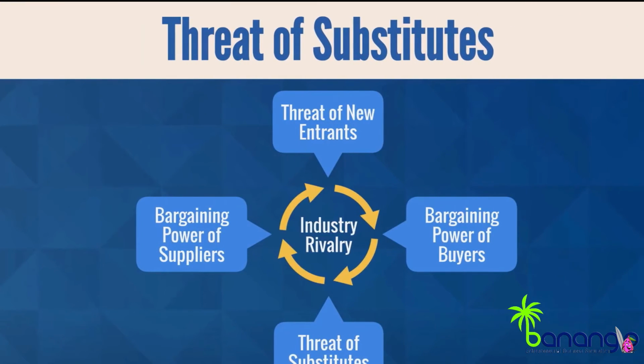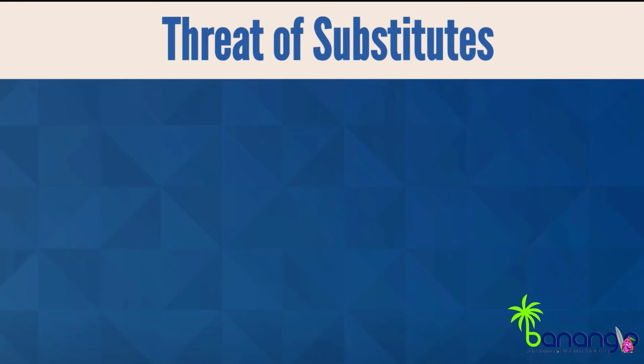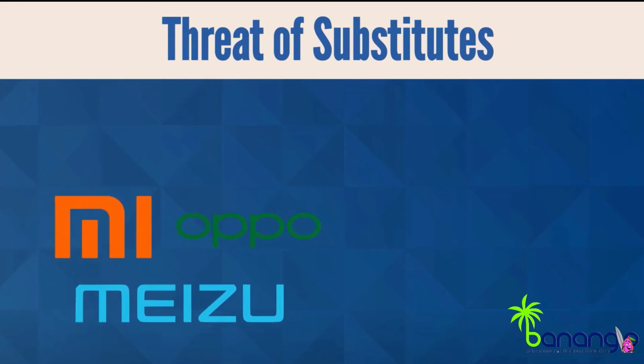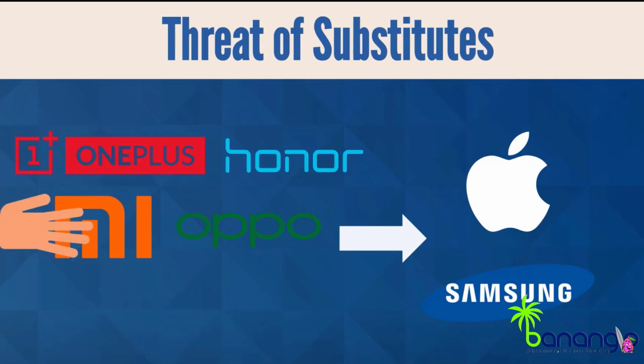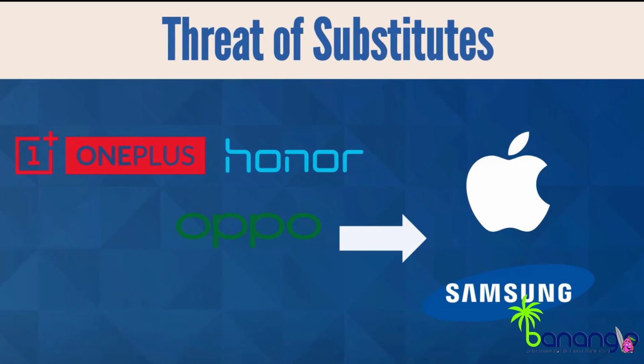Alright, the third factor in Porter's framework focuses on substitutes. Do you know what these are? Substitutes are products that customers can switch to as an alternative. For instance, low-cost mobile phones from China are substitutes for Apple and Samsung devices. If substitutes for a company's products are easily available, then the threat is high.